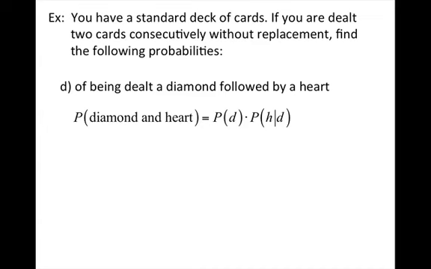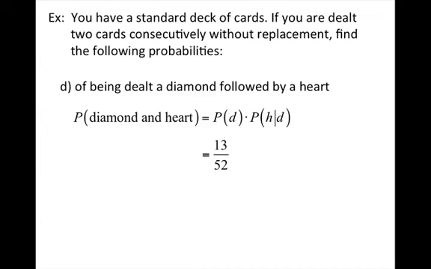And in the last part, the probability of being dealt a diamond followed by a heart. Well, that's the probability that the first card is a diamond times the probability that the second card is a heart, given that the first card was a diamond. So for the first card, I have 13 diamonds out of 52 total cards. So the probability of being dealt a diamond is 13 out of 52.